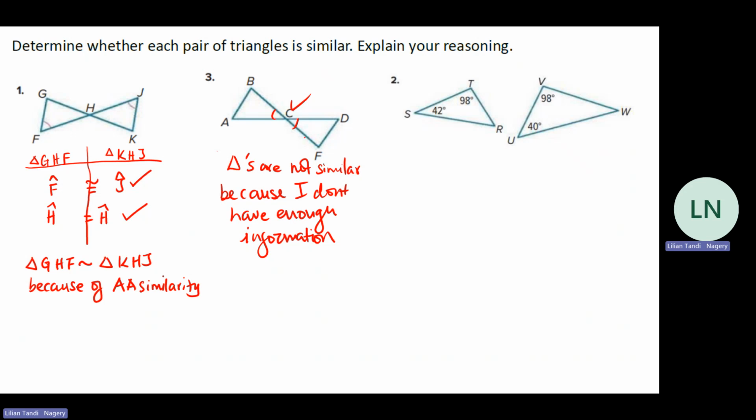Okay. All right. Now let's find this angle R. So how will we find angle R? We will subtract these two angles from 180. So 180 minus 42 minus 98 gives us 40. Very good. And then we do 180 minus 98 minus 40, which gives us 42. So I will write here my table. So triangle TRS is friends with triangle VUW.